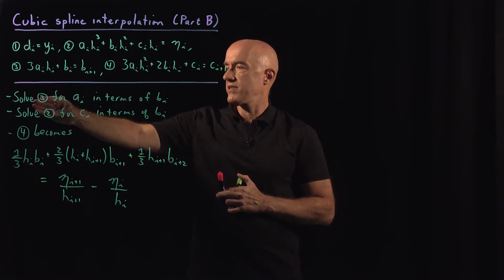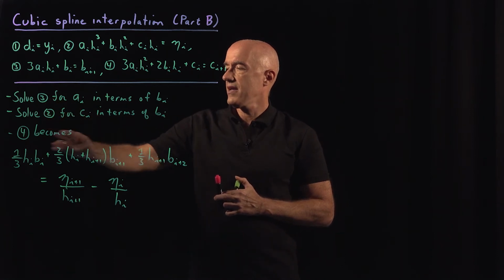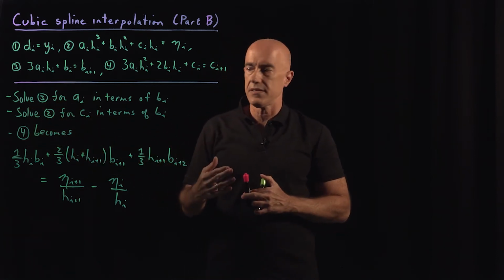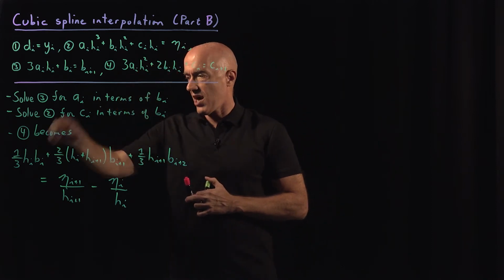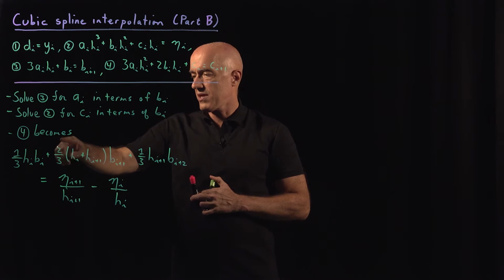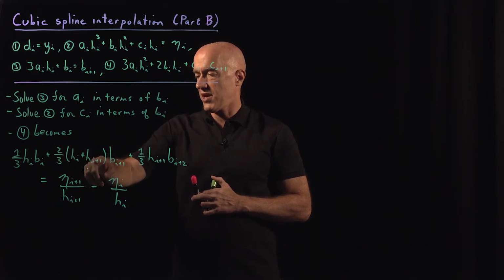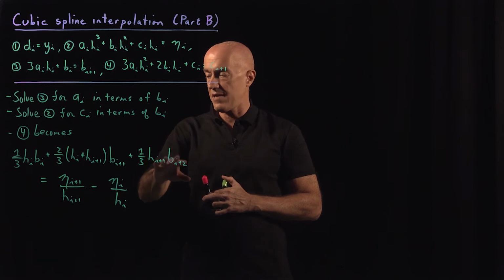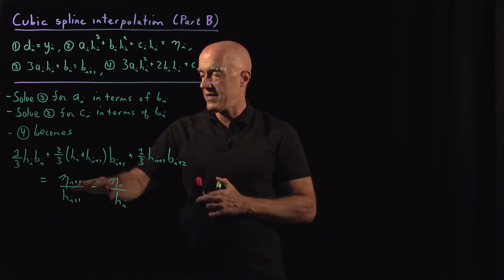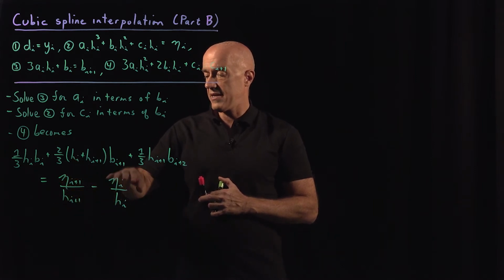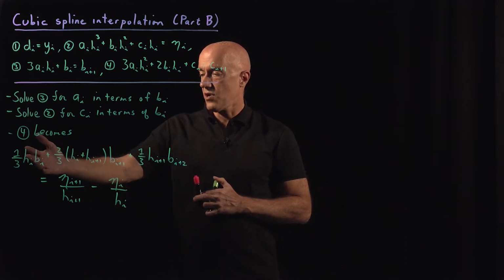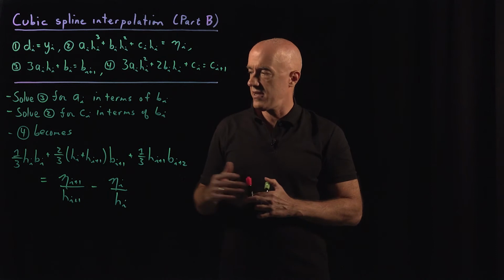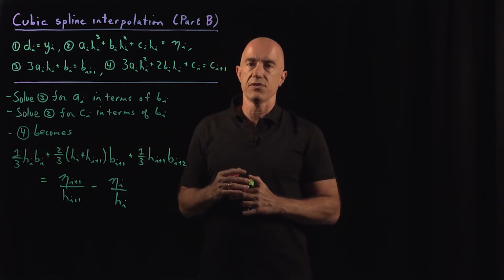So we solve equation 3 for ai, 2 for ci, and 4 becomes an equation for the b's, which looks like 1/3 hi, which is known, times bi, plus 2/3 (hi plus hi+1), which is known, times bi+1, plus 1/3 hi+1, which is known, times bi+2, is equal to a right-hand side, eta i+1, which is known, over hi+1 minus eta i over hi. So this is a matrix equation for the b coefficients. Okay?